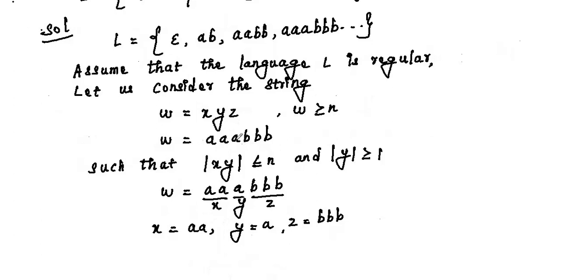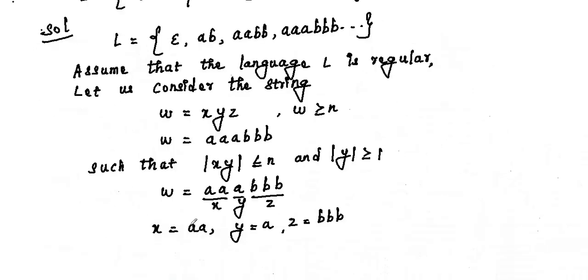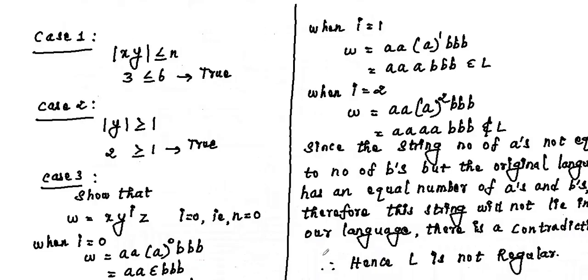So, the string is triple a, triple b. We can divide the string W into three parts x, y, z. So, xy is triple a, and triple b is going to be z. So x value, y value, and z value is triple b. Coming to the first case, the formula is going to be the modulus of xy less than or equal to n. What is the length of xy? Here x length is 2, y length is 1. So xy is going to be 3.